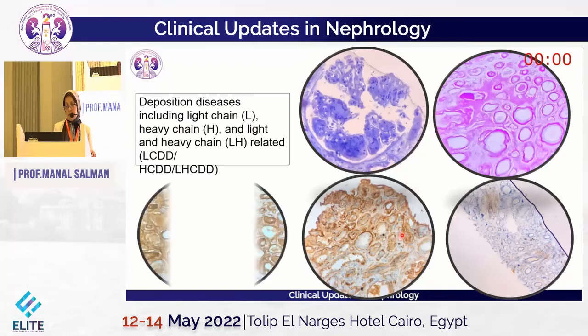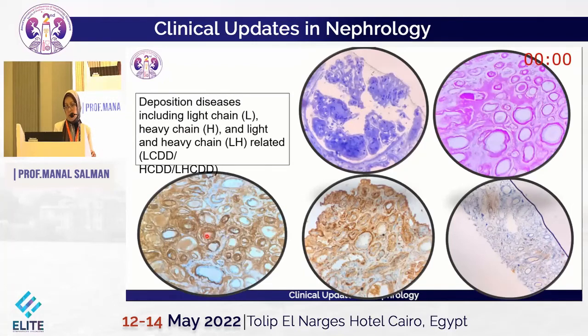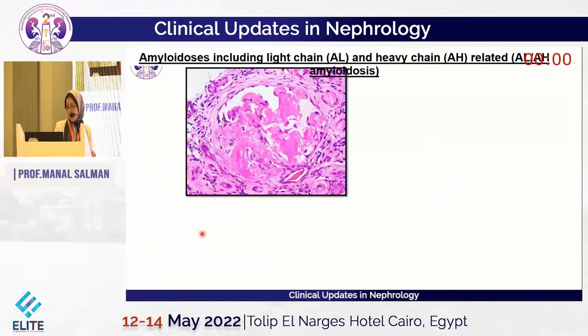And this lambda chain also stained the peripheral vessels. It was congo red negative and not fibrillary by EM. So it was signed out as light chain disease with lambda light chain restriction. We have amyloidosis, AL amyloidosis and heavy chain amyloidosis are related to plasma cell tumors, myeloma.